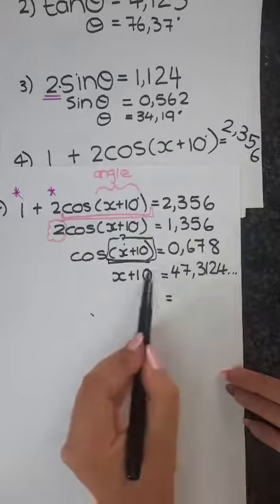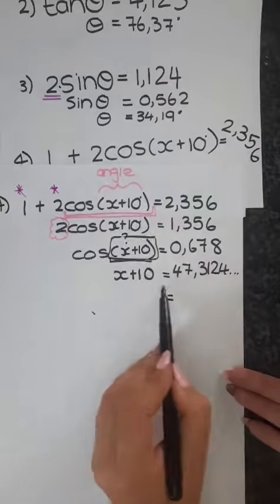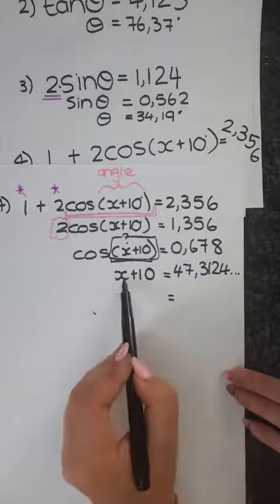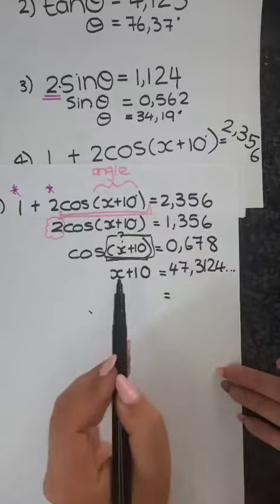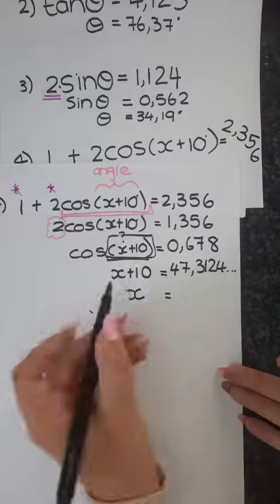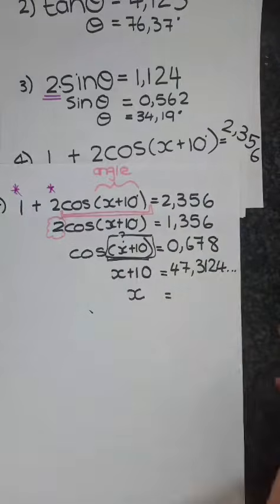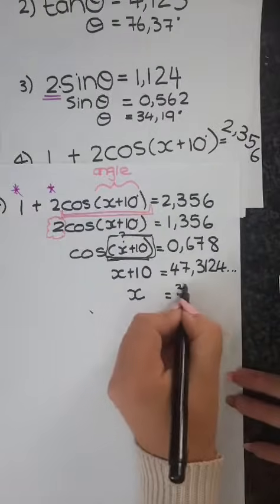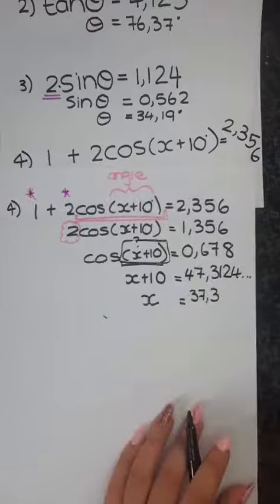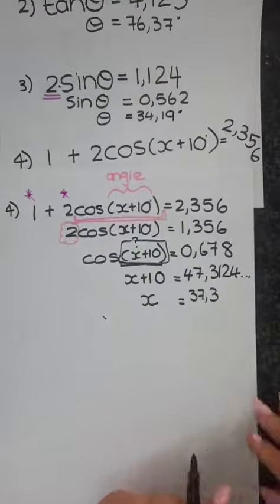So the angle, cos of this angle is equal to that. However, I'm asking you to find x. So how do I find x? Remember, this whole thing represents the angle. How do I find x? This is plus 10. I need to subtract 10. I get 37,3 or 3,1, depending on how you round off.